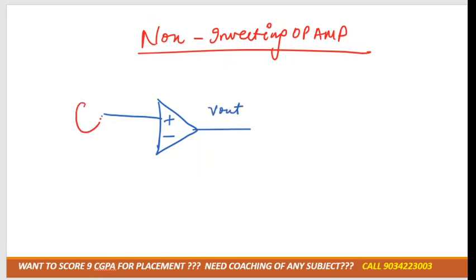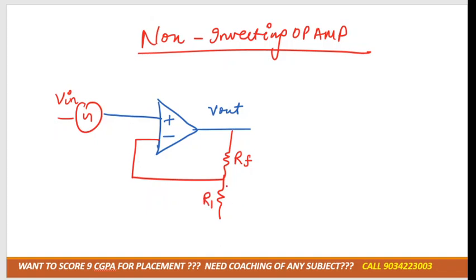We are giving supply to the positive terminal, that is V in, and we are providing the resistance for the negative terminal. In this case, RF is the feedback resistance and R1 is the resistance which is connected towards the negative terminal, and this would be grounded.